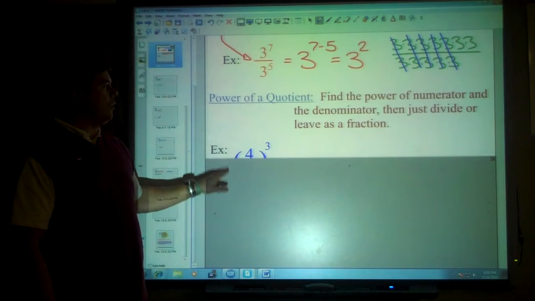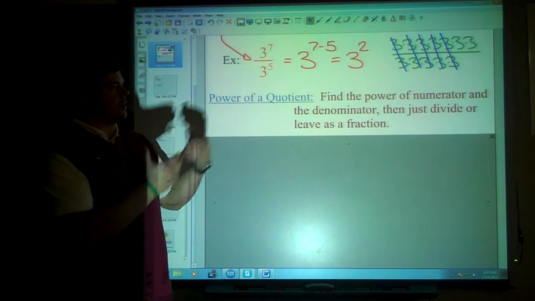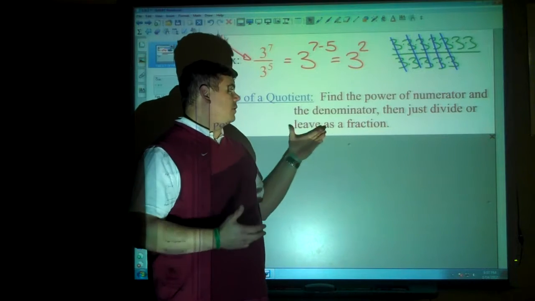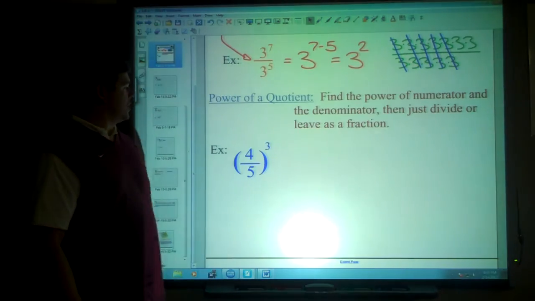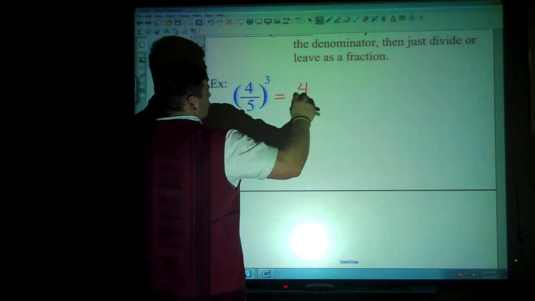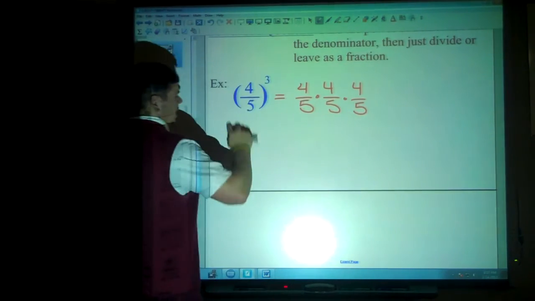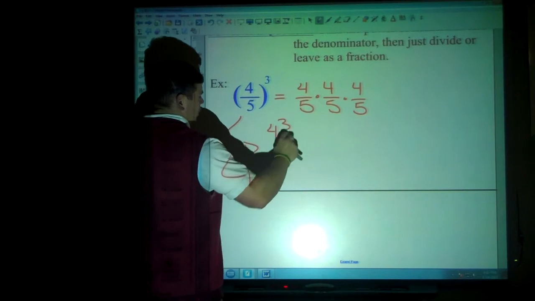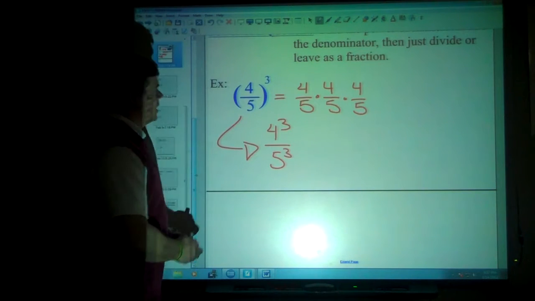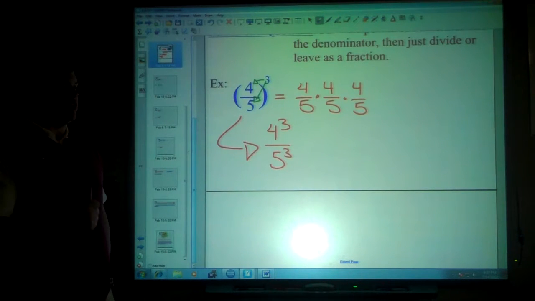Alright, we also have what we call the power of a quotient. You're dealing with a division problem that's taken to an exponent. So you find the power of the numerator, the top number, and the denominator, and then you just divide or leave as a fraction however you see fit. So here's an example of this. You could have 4/5 to the third power. Now in reality, this means 4/5 times 4/5 times 4/5. But what we're saying is, go ahead and make it 4 to the third over 5 to the third. In other words, give that 3 to both the numerator and the denominator. They each have it, right?